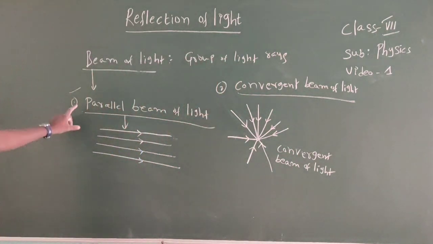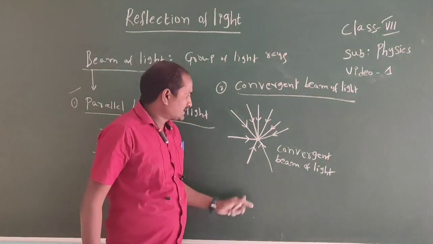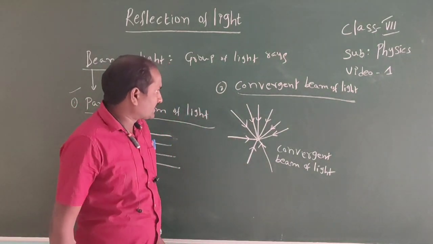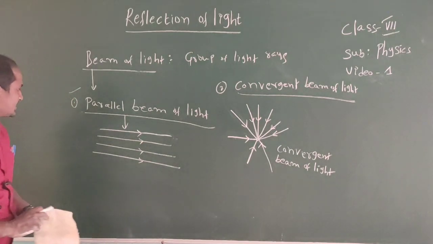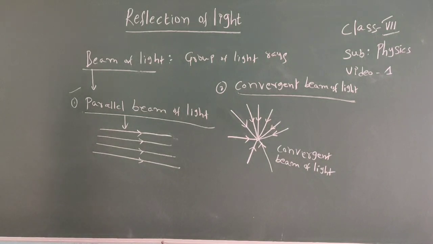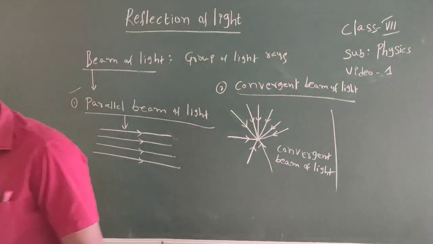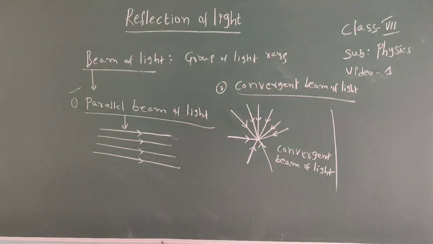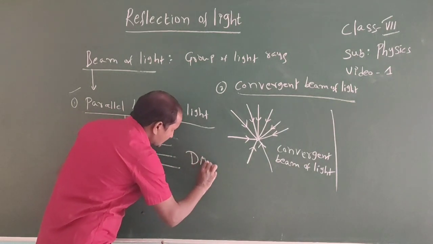Listen. The number of light rays moving parallel to each other is called a parallel beam of light. Convergent beam of light means the number of light rays coming from different directions and meeting at a single point. Last one, divergent beam of light. Divergent beam of light means the number of light rays going from a single point to different directions. That is called a divergent beam of light.